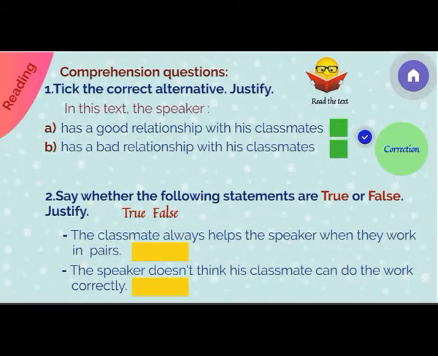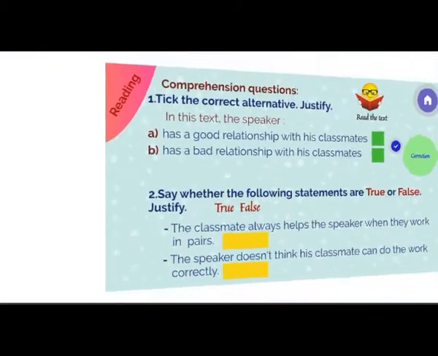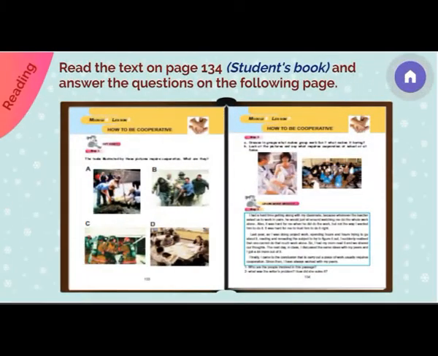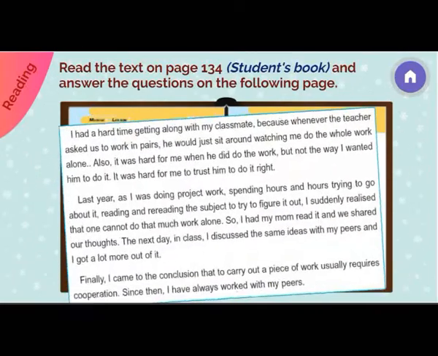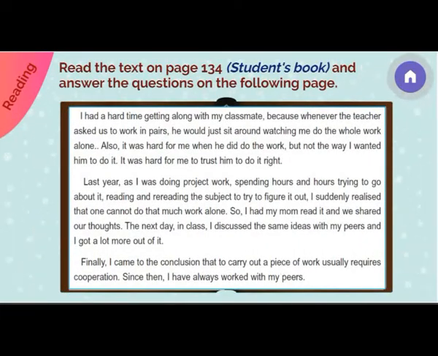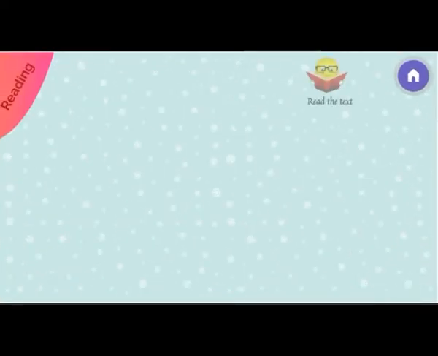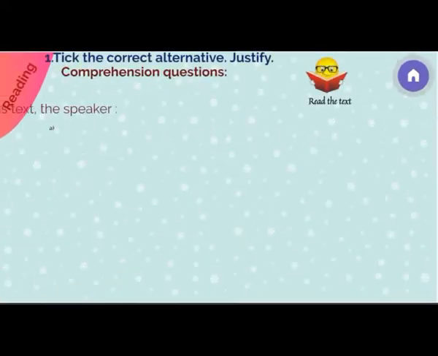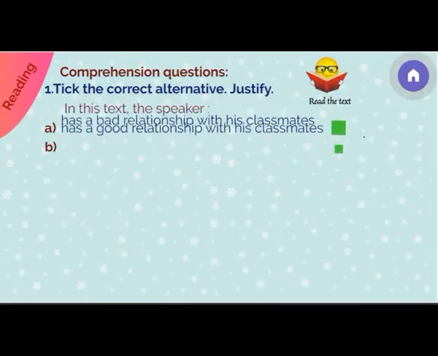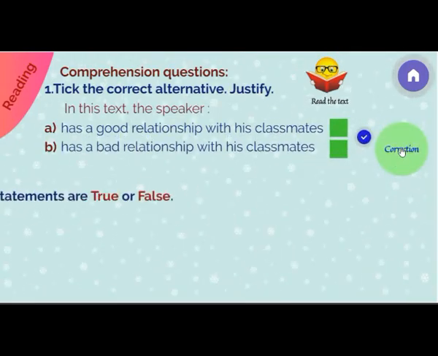So now pause this presentation for 10 minutes to read the text and do the tasks. I hope you've given yourself 10 minutes to read the text and do the tasks. Okay, now let's check the correction together. Let's click on correction.